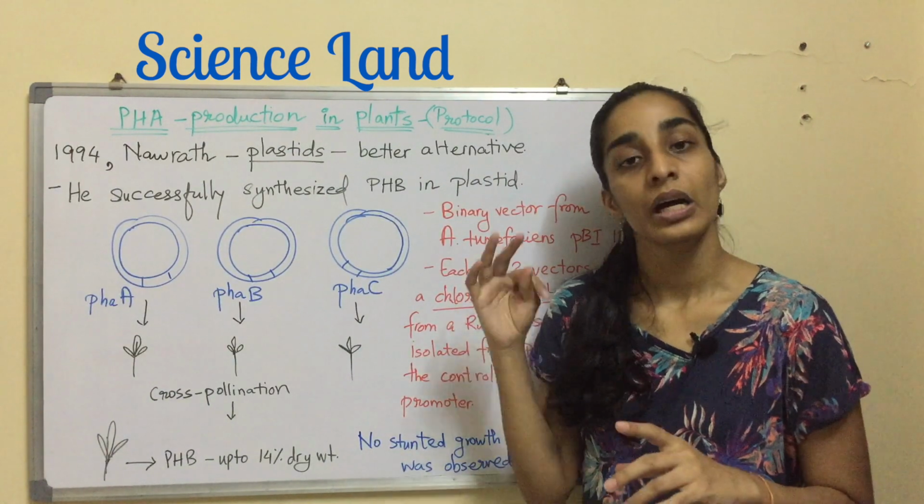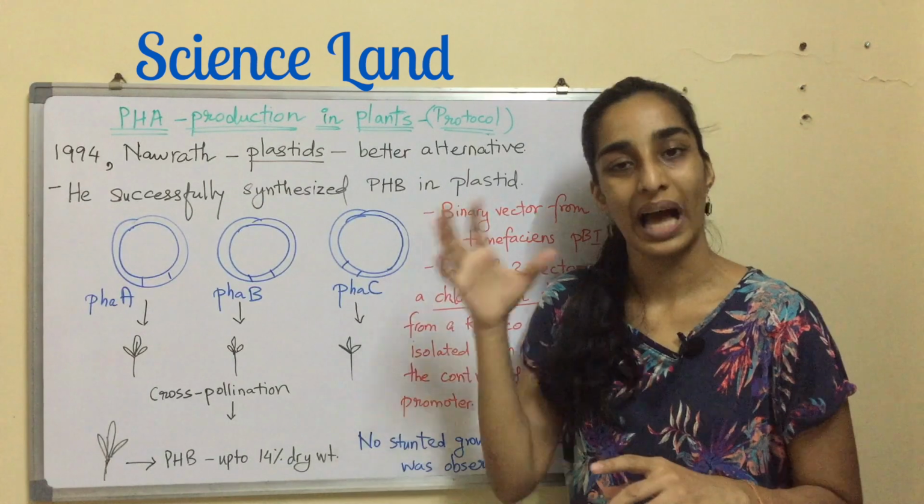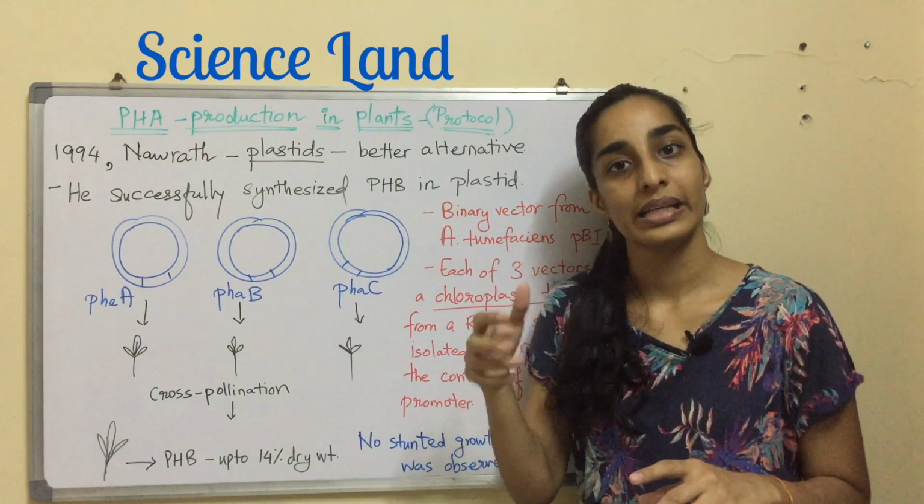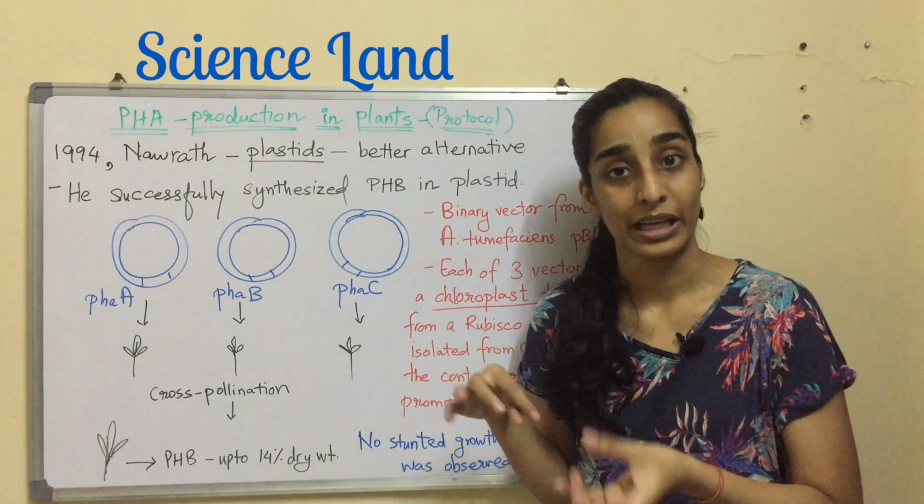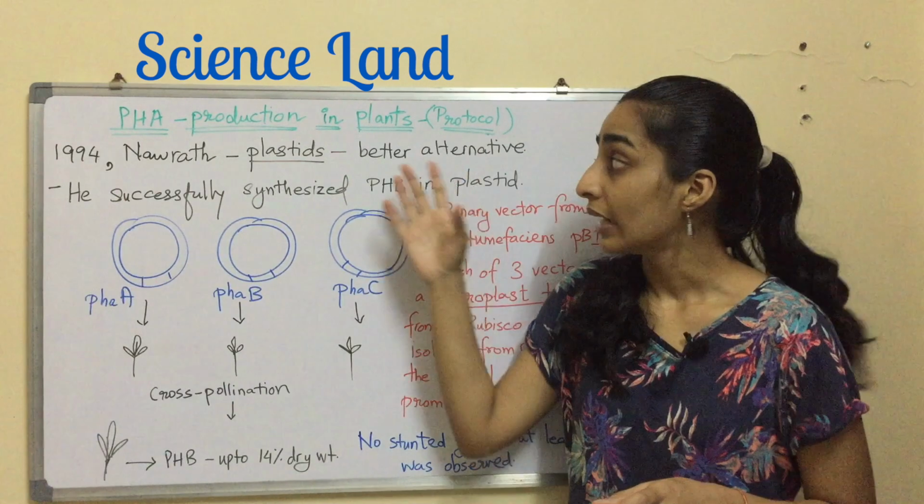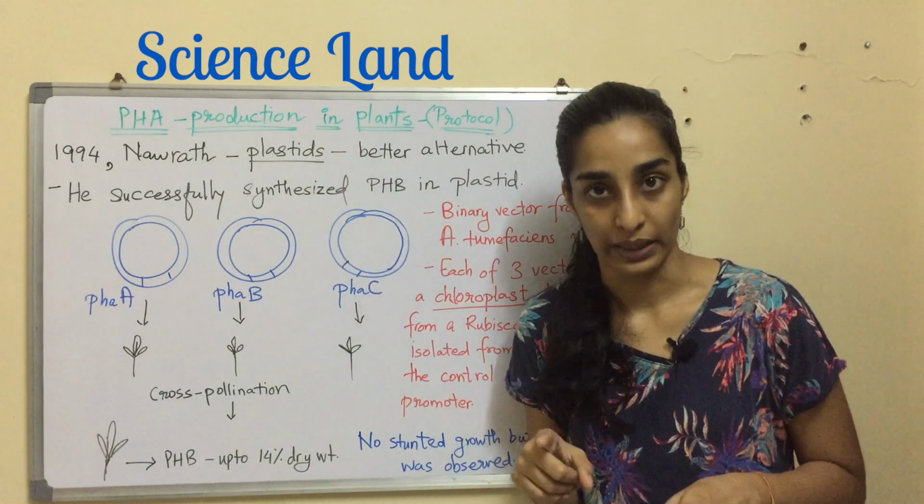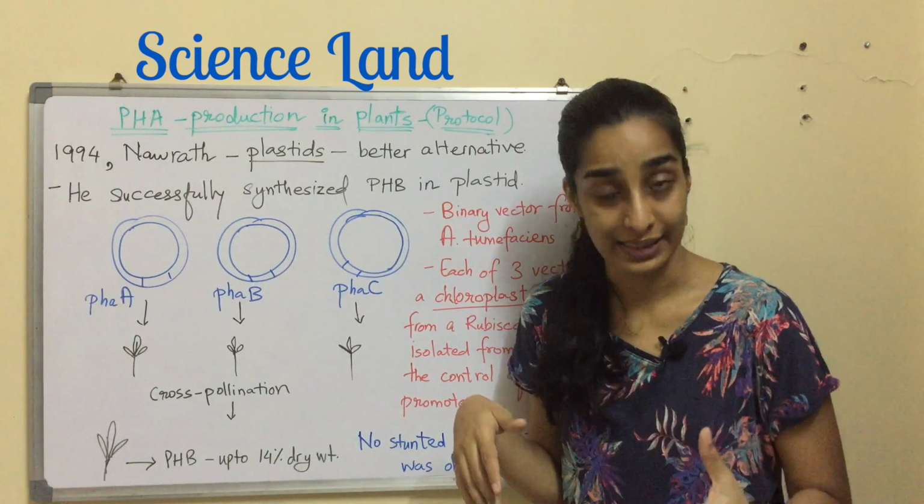And the third one, it is a site of fatty acid biosynthesis. So the acetyl coenzyme A is present in good quantity and it will lead to PHB production quite easily. So these were the advantages. Now, plastids have one disadvantage, which is it is not stocked up with beta-ketothiolase enzyme.